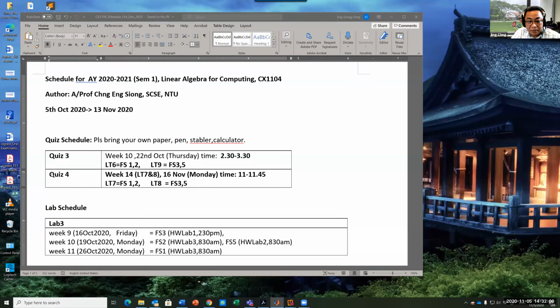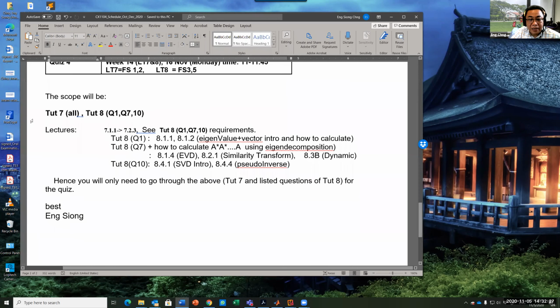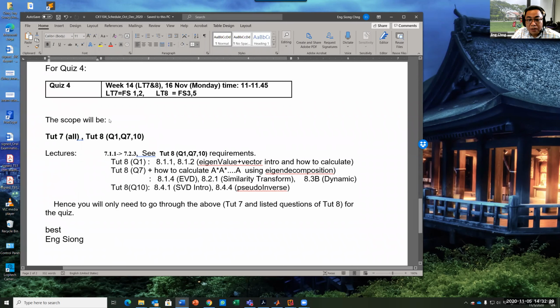First, please remember that we have quiz 4 in week 14. This is the location. You'll be at LT7 and LT8 respectively, so please go to the correct location for your group. It'll again be a 55 minute quiz, so please arrive promptly. It will again be closed book. And in the announcement I made, I have already highlighted the scope to you.